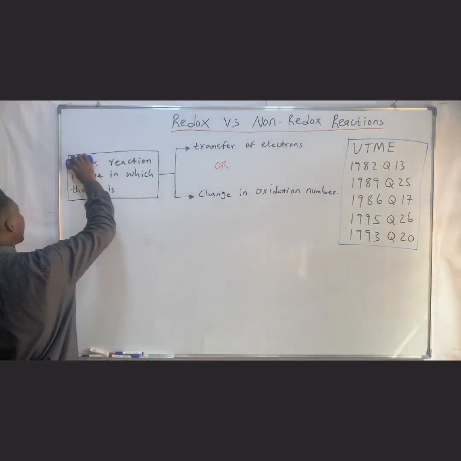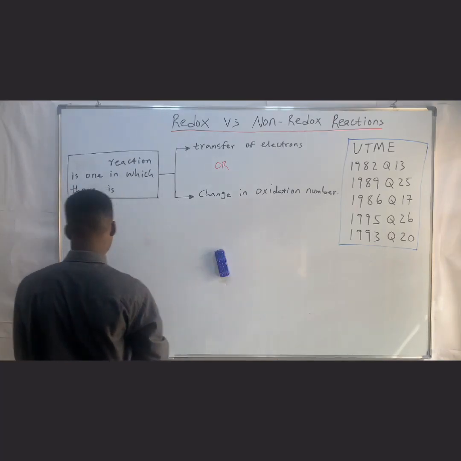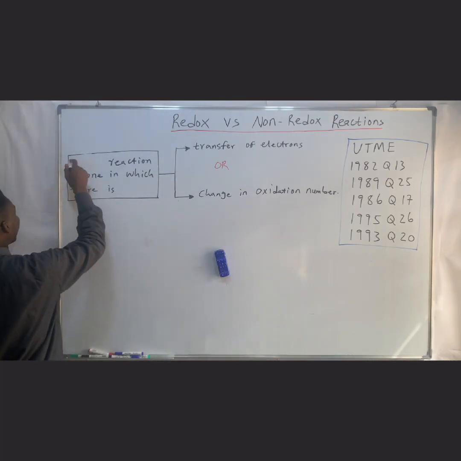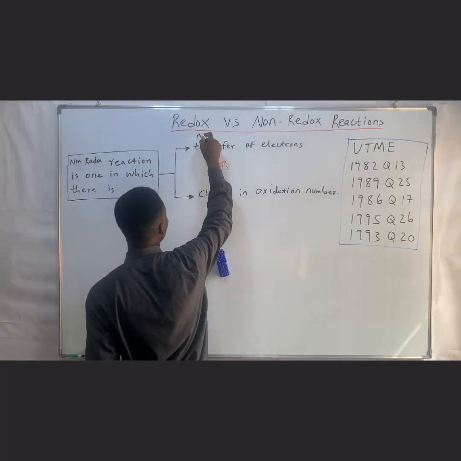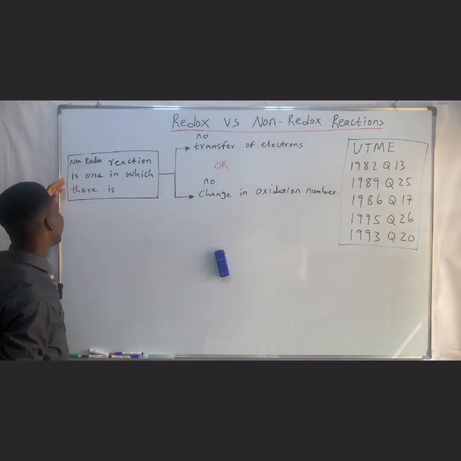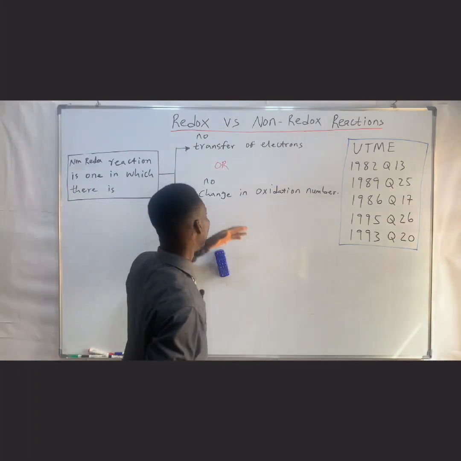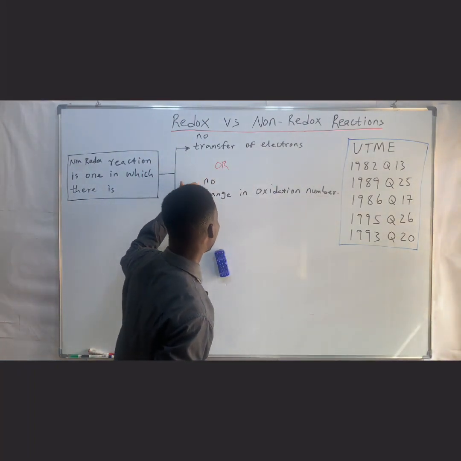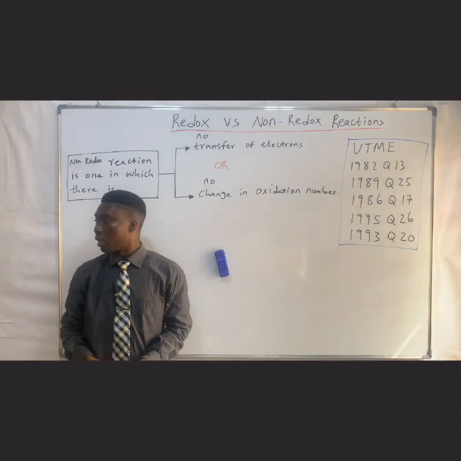So we are just going to change some simple stuff. Instead of saying redox, we are going to put non-redox. A non-redox reaction is one in which there is no transfer of electrons, consequently leading to no change in oxidation number. Okay.